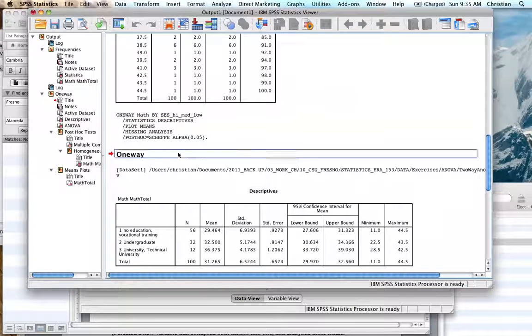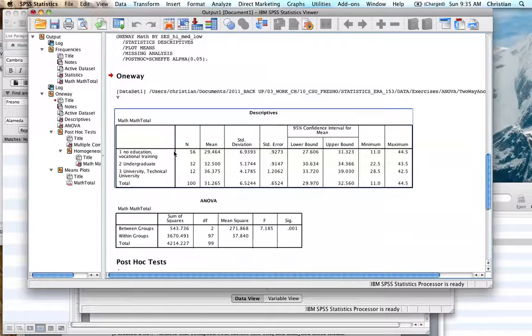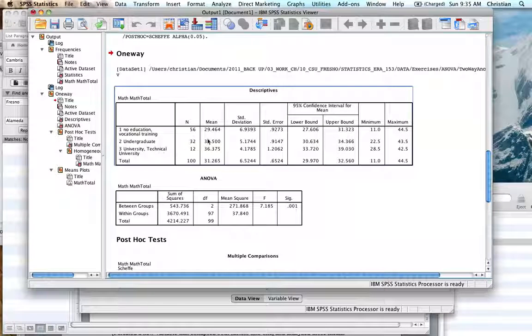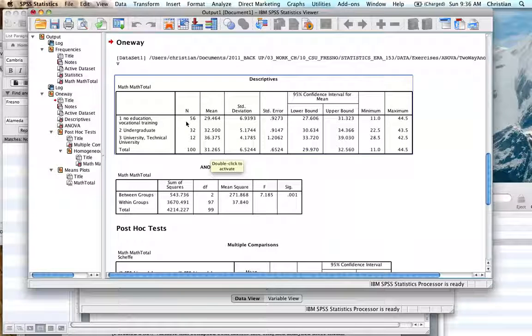Here we see the syntax, what it did, and we see an overview of the means for each of the groups. So no education has a mean of 29 in the test, undergraduate a mean of 32, university degree a mean of 36. And we see that we have most people in the lower education, 56, some kids in the undergraduate, 32, and very few at the master's degrees or postgraduate degrees, 12.